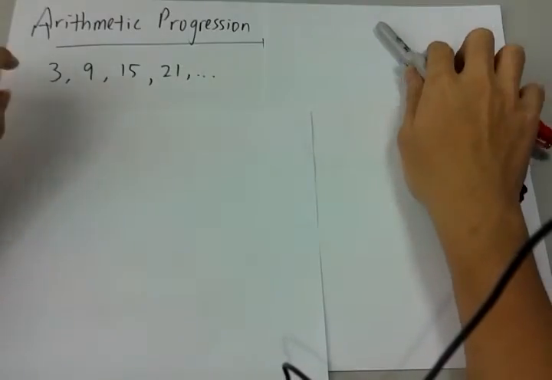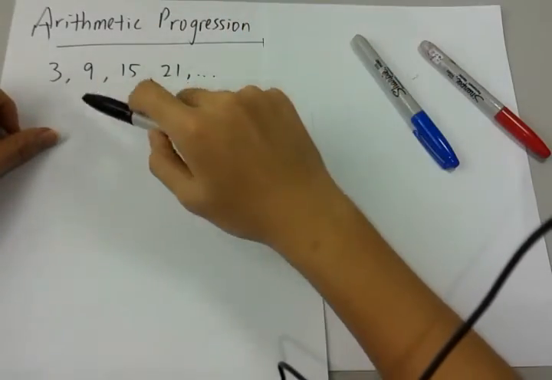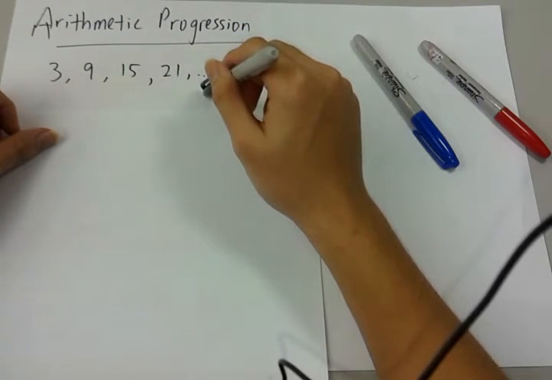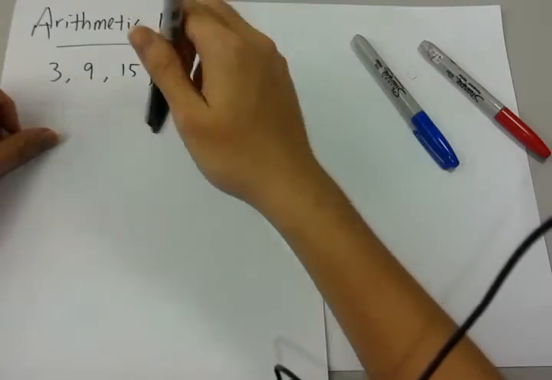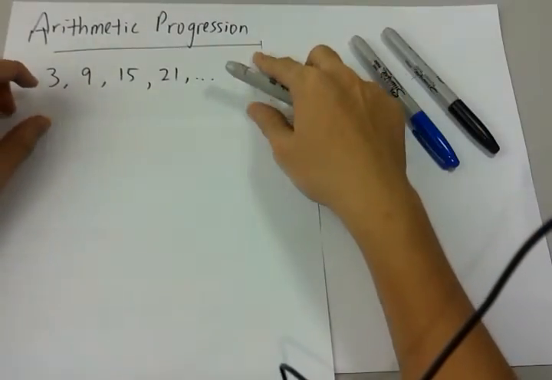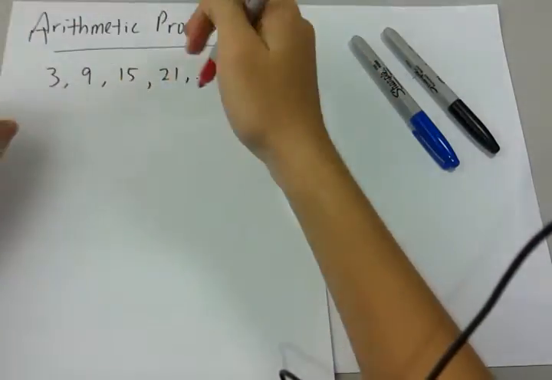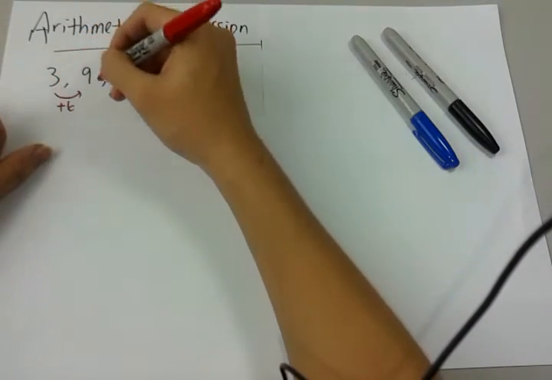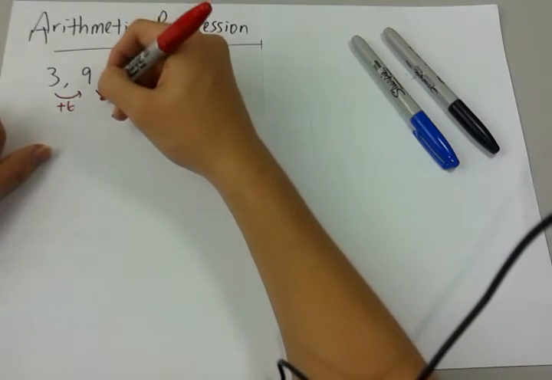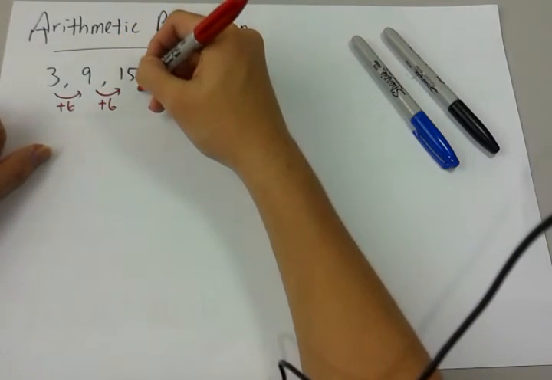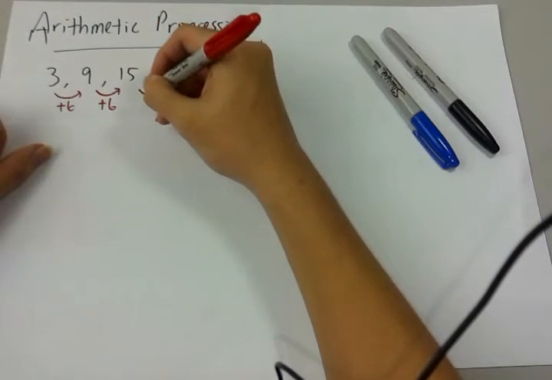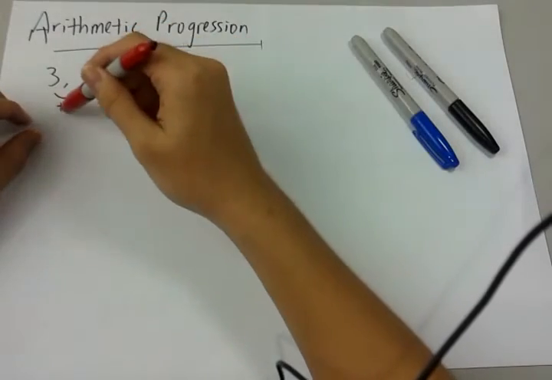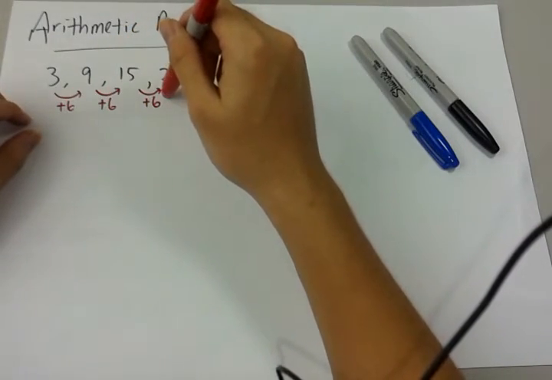As for the first example, we have the progression of 3, 9, 15 and 21. But we do not know whether it is an arithmetic progression or not. As you can see, we have detected a common pattern between these numbers. How do we get from 3 to 9? Plus 6. How do we get from 9 to 15? Also plus 6. And how do we get from 15 to 21? Also plus 6. So these plus 6 are called the common difference.